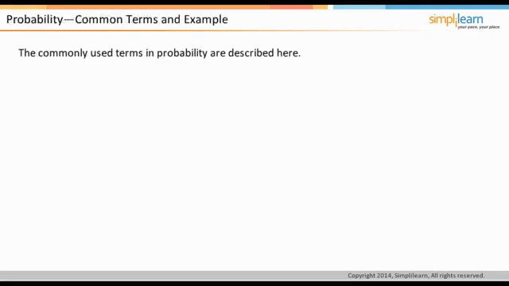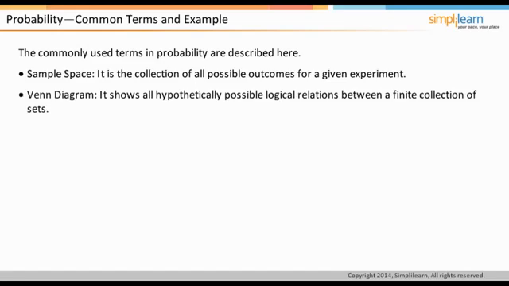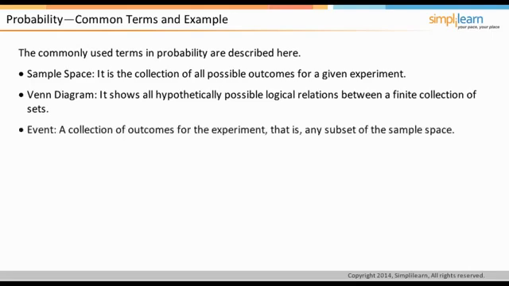In this screen, let us look at some common terms used in probability along with an example. The commonly used terms in probability are sample space, Venn diagram, and event. Sample space is the collection of all possible outcomes for a given experiment. In the coin example discussed earlier, the sample space consists of one instance each of heads and tails. If 2 coins are tossed, the sample space would be 4 in total. A Venn diagram shows all hypothetically possible logical relations between a finite collection of sets. An event is a collection of outcomes for an experiment, which is any subset of the sample space.